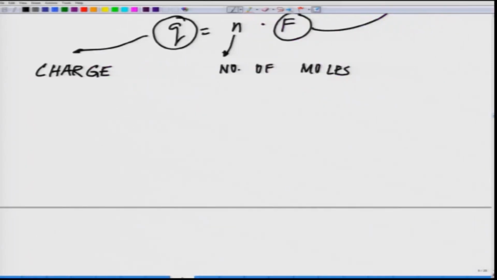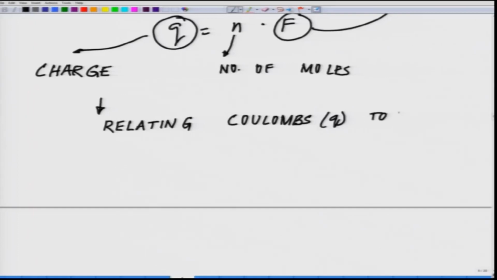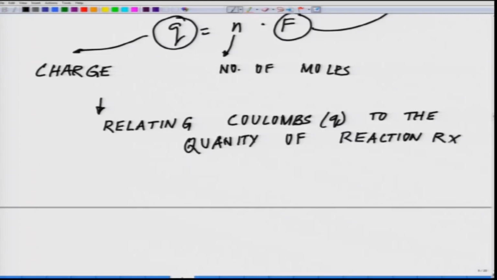So, one concept which is emerging is relating coulombs, or charge, to the quantity of reaction. This is one emerging concept.